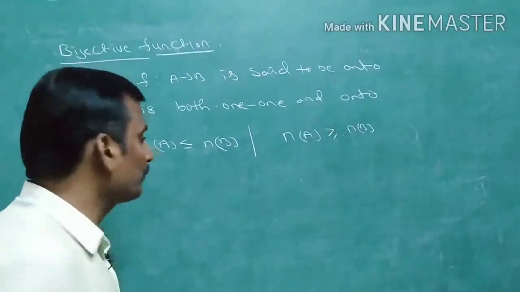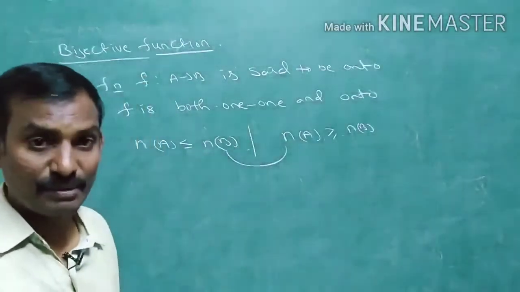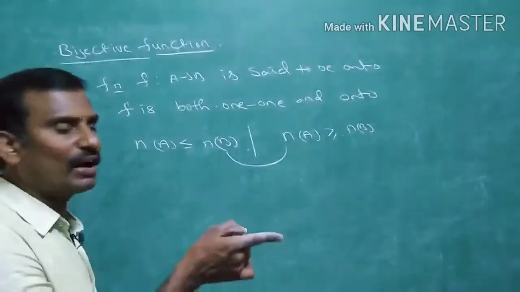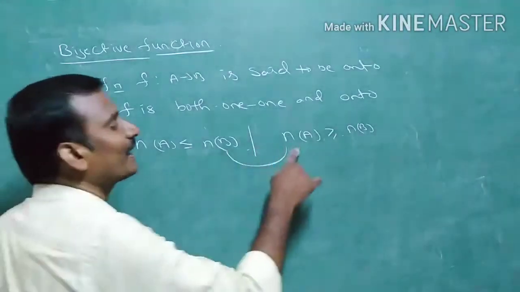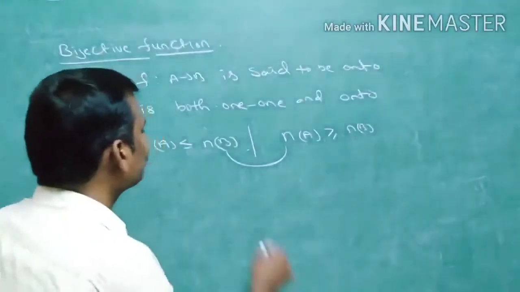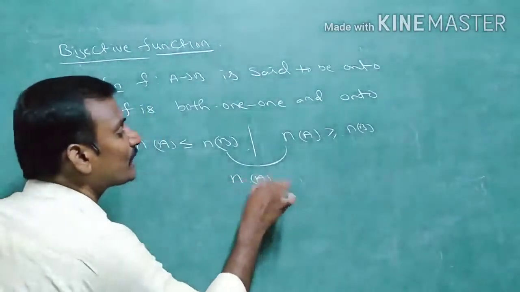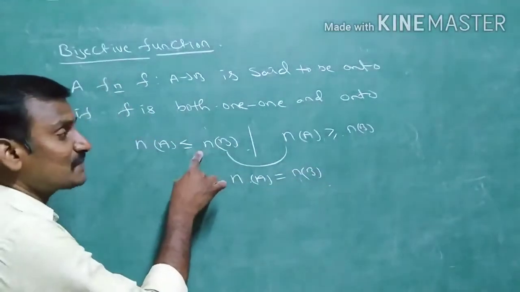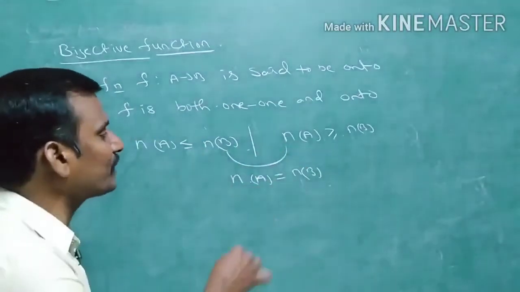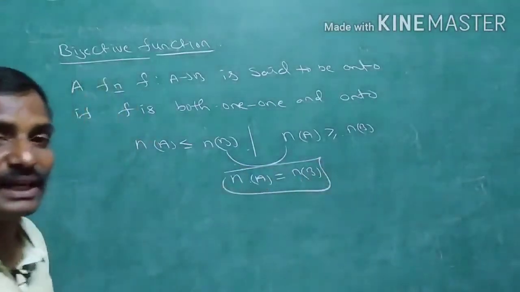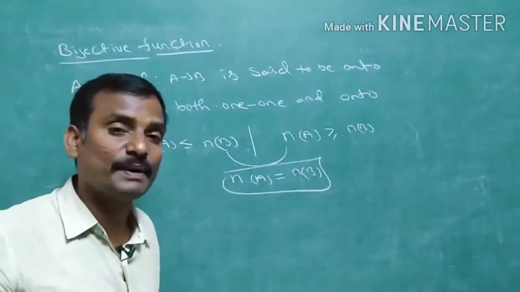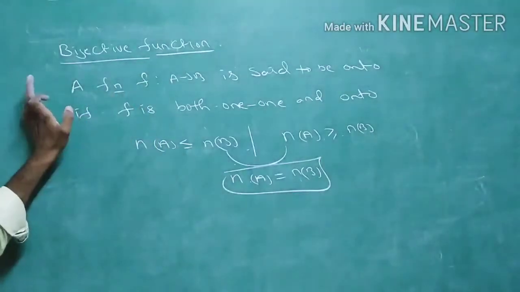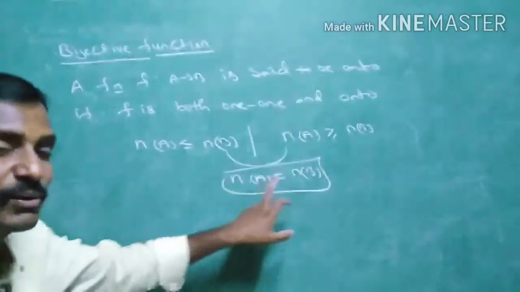If f is bijective, it satisfies both the conditions because f is one-one and onto. Here f is one-one and onto, so n(A) is less than or equal to n(B), and n(A) is greater than or equal to n(B). From these two, we can conclude that n(A) is equal to n(B). The number of elements in set A and the number of elements in set B are the same for bijective functions. If f is bijective, then n(A) is equal to n(B).